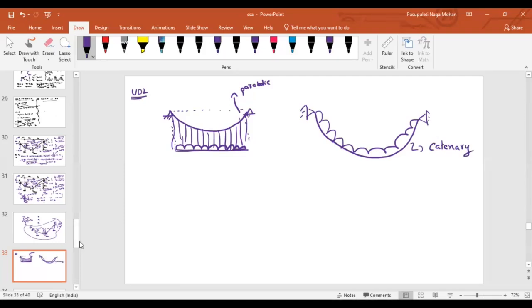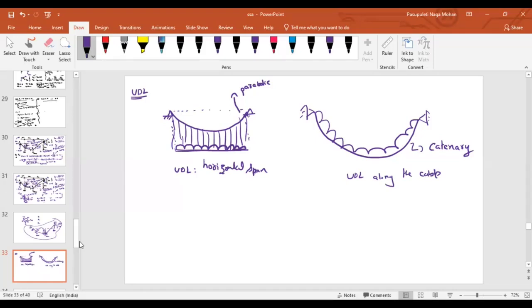So here the UDL is acting on the horizontal span. Here the UDL is along the cable. They might ask you one more question on this. If there is a UDL acting on the horizontal, the profile of the wire will be parabolic, and if it is along the cable, then it will be a catenary.